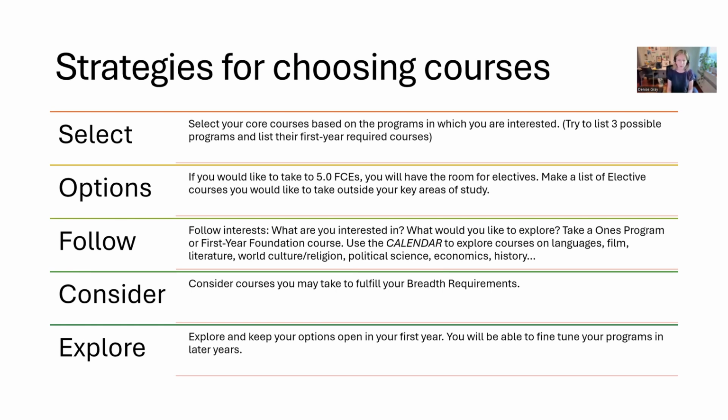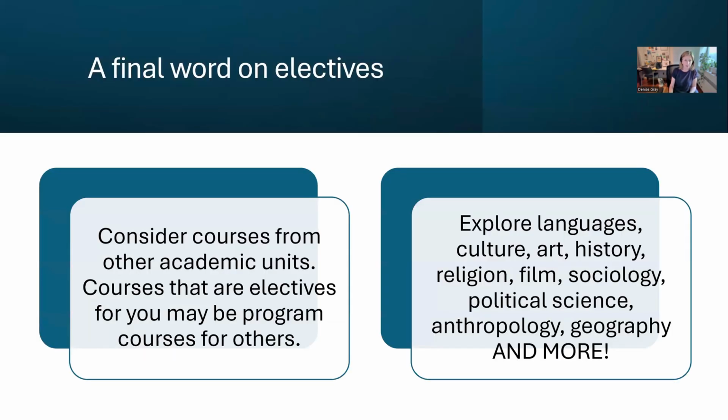There were so many different options, something about language or film or literature, or culture, religion, and so forth. If you still have room and don't know what to do, maybe think about something that would fulfill one of your breadth requirements that's not already covered, and then explore. So keep your options open in your first year. You really do have so many opportunities for choice here in arts and science.